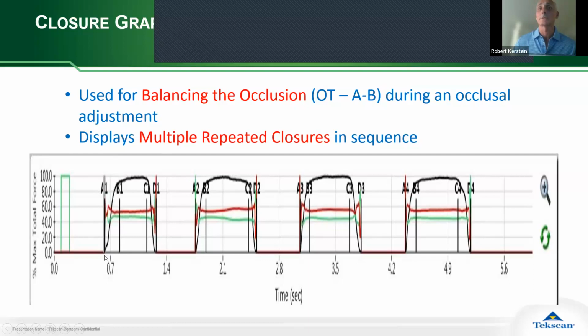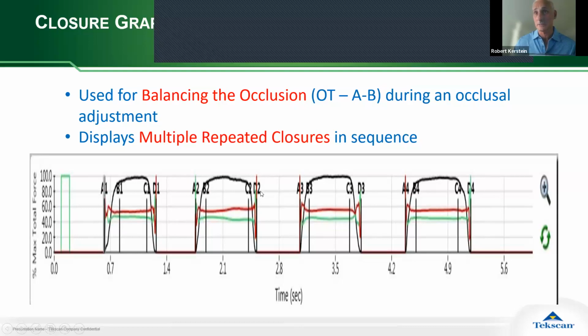If I want to balance someone's bite, I'm going to work between A and B. And we'll talk about that. I'll show you an example of that. But basically, the A to B segment is used to balance the bite. And A is first contact, B is static intercuspation, which I'll explain in a minute. So in a multi-bite graph, you have these repeated closures, and you see the red line is consistently above the green line in this person's case, which means that they have more force in the right half of their arch than their left half of their arch.